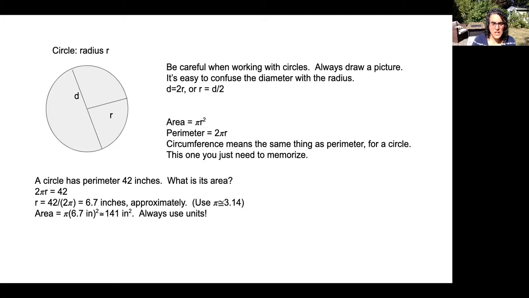Anyway, so that's our radius. Now I just plug that into the formula for area. The area is pi times 6.7 inches all squared. That's pi times 6.7 squared, inches squared, which turns out to be right around 141 square inches, or inches squared. Always give units.